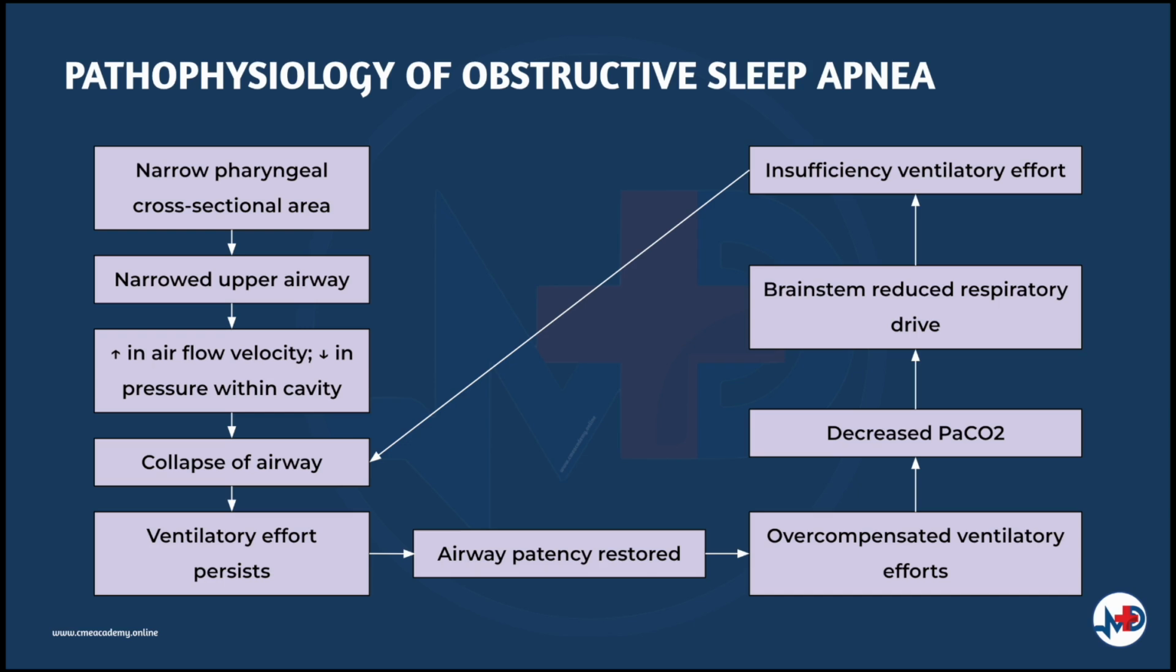When the upper airway collapses, it triggers a vicious cycle that worsens when ventilatory efforts persist against the closed airways. An increased partial pressure of carbon dioxide with corresponding hypoxia leads to increased respiratory and ventilatory drive. As the airway patency is restored, overcompensated ventilatory efforts then reduce partial pressure of carbon dioxide. The brainstem detects this change and hence reduces respiratory drive. Eventually, this insufficient ventilatory effort causes the upper airway to collapse again.